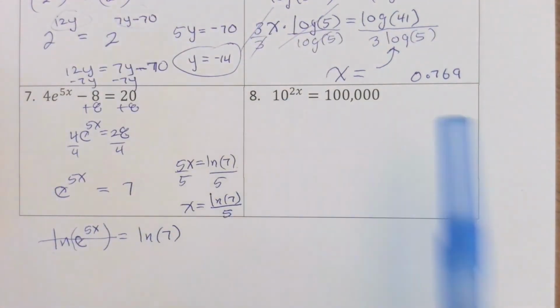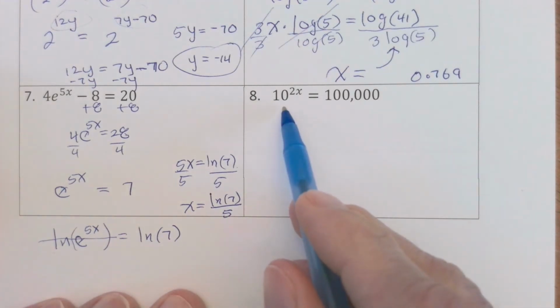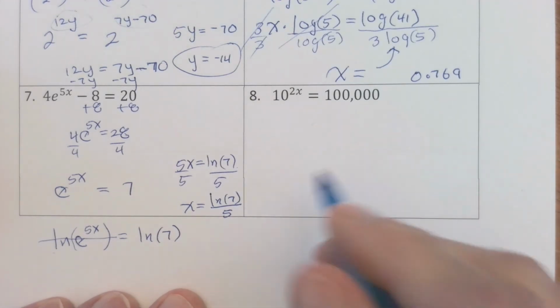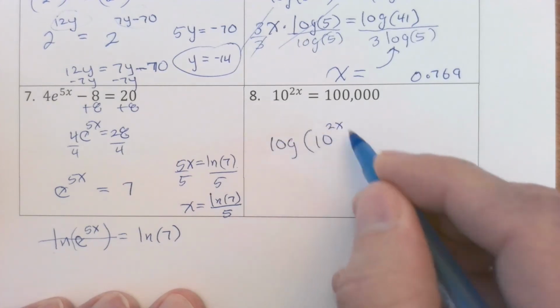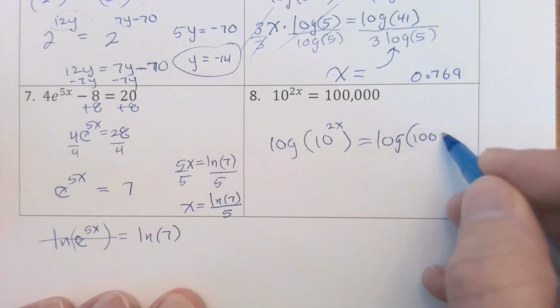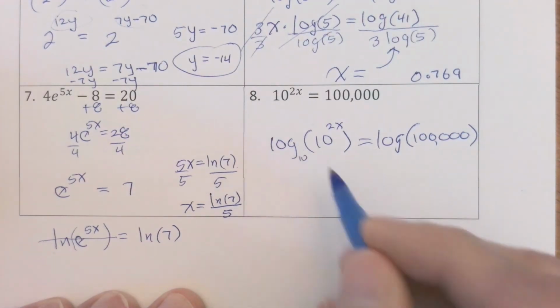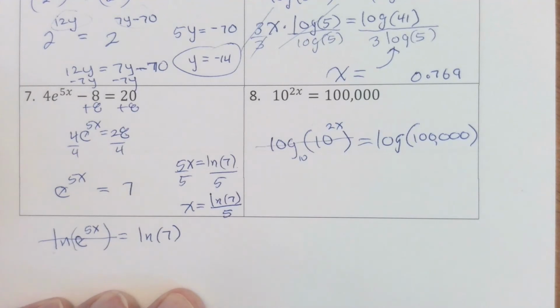This problem, on the other hand, is built for common logs. Why would I say that? Because there's a power with a base of 10. And the common log is a log that has its base of 10. So take a common log on both sides. And remember that common log is a base 10 log. A base 10 log and a base 10 exponential are inverses. That's the reason I did that in the first place.